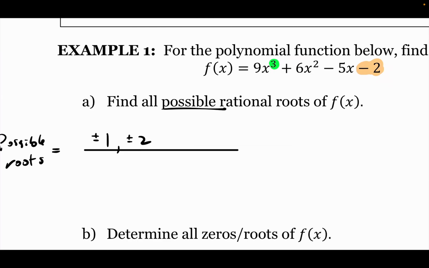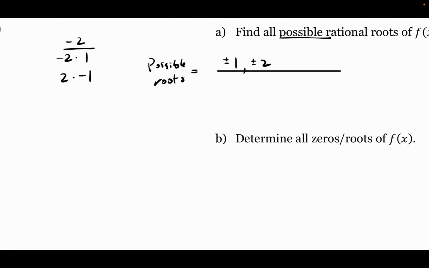Bottom is the factors of the leading coefficient. Okay, so we know what factors means. What's the leading coefficient? 9, yeah. Leading means guy in front. Coefficient means number in front. If it's in standard form, the leading coefficient is going to be positive 9. So what are all the numbers that multiply to be positive 9?